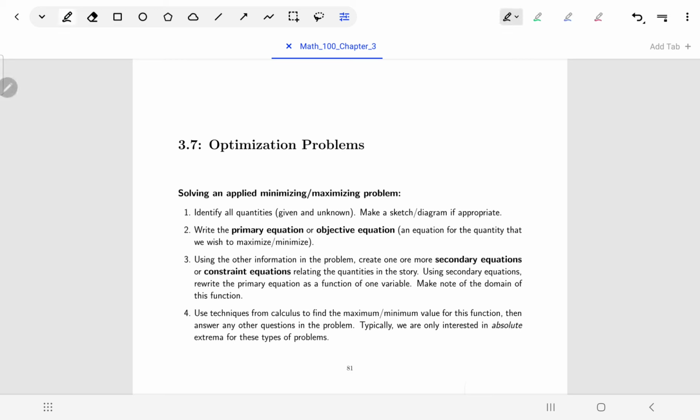One thing that I'm going to make a note of is, here at the very end, I mentioned to make sure that you take note of the domain of your objective function. So once we've rewritten our objective equation so that it's a function of one variable, we also want to think about what the domain is, because, as you're remembering from the extrema sections from earlier, the domain is very important when we're thinking about where the maximum or the minimum is. In particular, we're going to be looking for absolute extrema here.